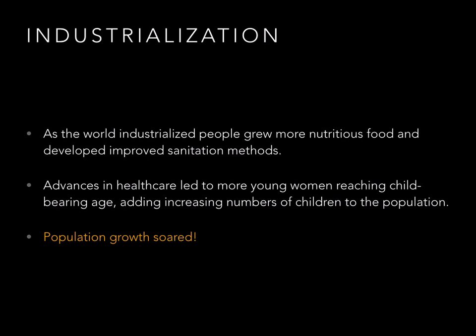And so, as the world industrialized, beginning in the late 1700s, people began to grow more nutritious food. They had new machines out on the farm that could harvest crops at a much faster rate. And also people began applying science to develop improved sanitation methods and better health care. These advances in sanitation and health care and better nutrition led to more young women reaching childbearing age, and then this added to the increasing numbers of children in the population. And of course, population growth soared.